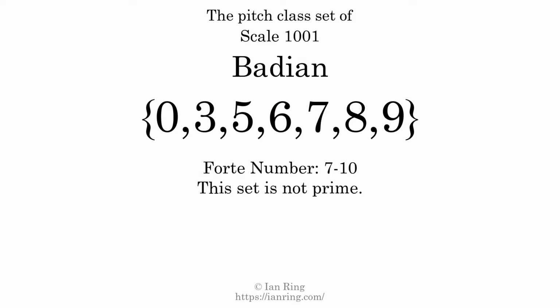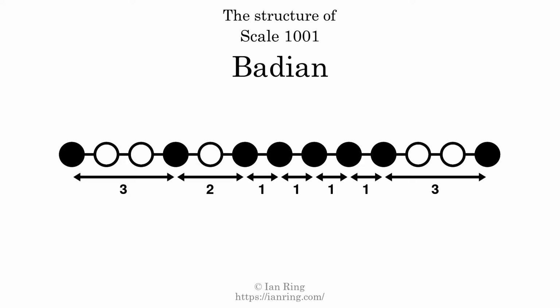The pitch class set for this scale is 0, 3, 5, 6, 7, 8, 9. The fault class is 7, 10. This set is not prime. The structure of a scale is a description of the interval distance between each successive tone. This scale has a structure of 3 2 1 1 1 1 3.